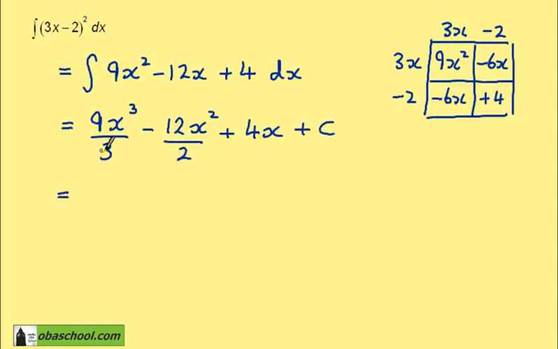The first two terms both tidy. 9 divided by 3 is 3, and 12 divided by 2 is 6.